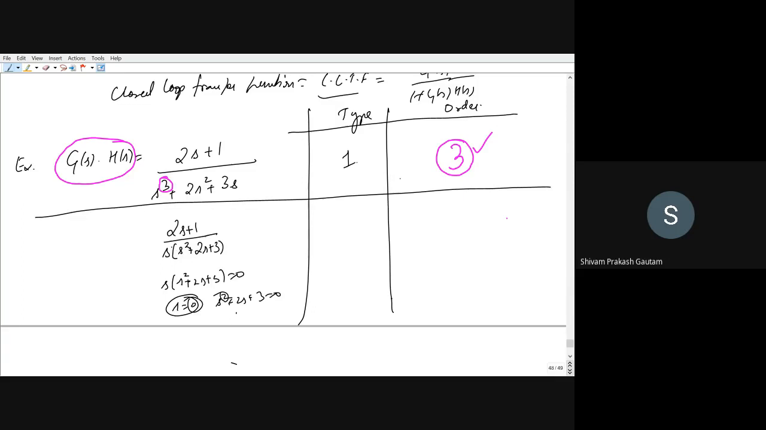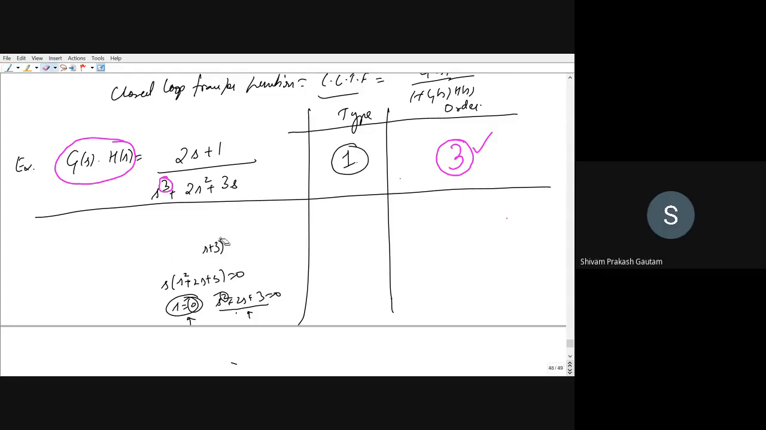So what I have done, I have taken s common, and now I have equated the whole denominator equal to 0. So s will be equal to 0, and s square plus 2s plus 3 equal to 0. One pole is at my origin, and two poles are complex, right? So total three poles are there. So how many poles are at origin? One. Therefore, I have written type is equal to 1.